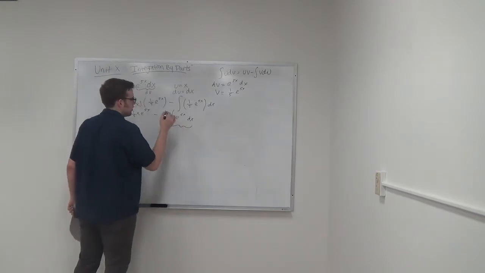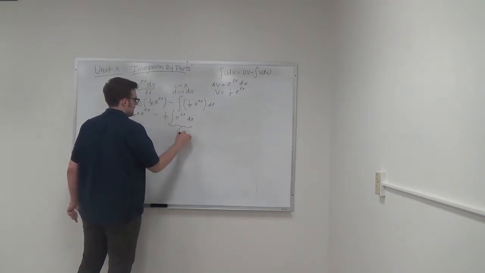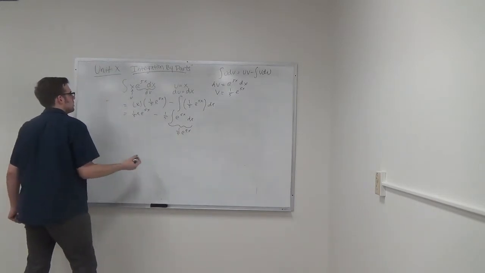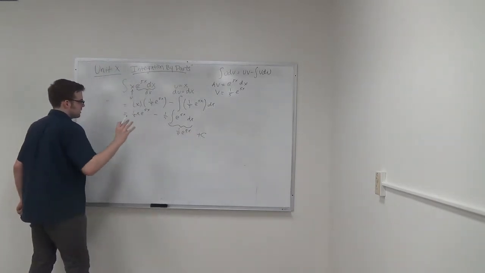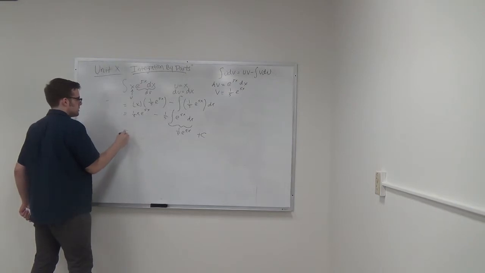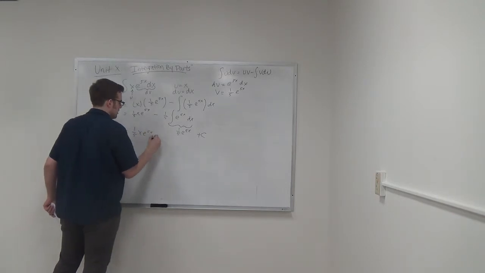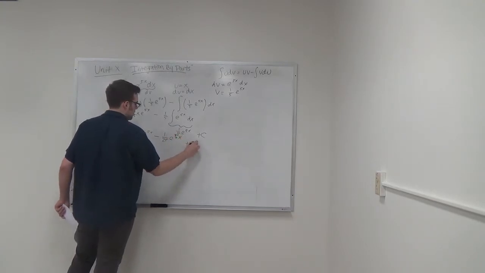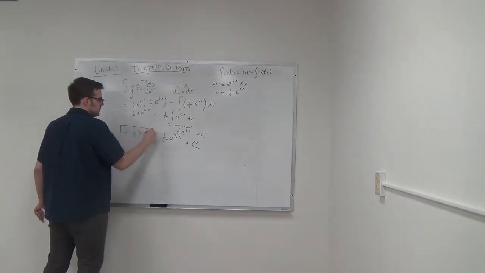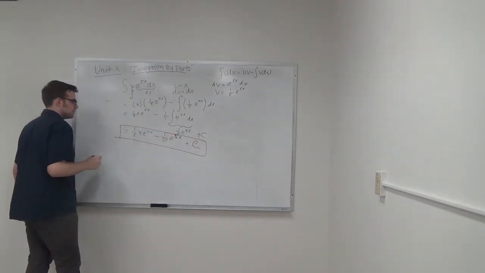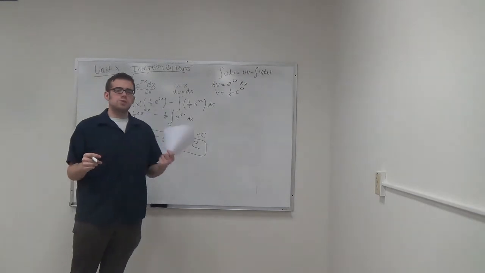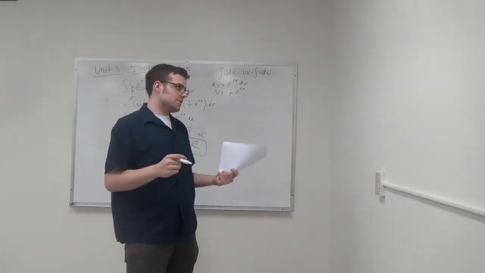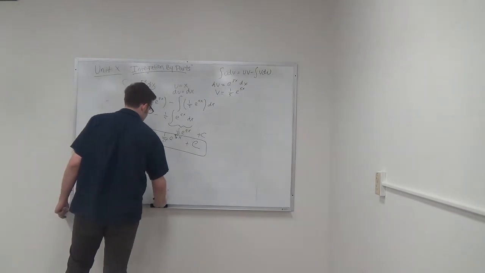This integral, we've already evaluated. It's 1/5 e to the 5x plus c. And we can just absorb the 1/5 into the c. So we end up with 1/5 x e to the 5x minus 1/25 e to the 5x plus c. And if we were to look in an integral table, we would see the same result.